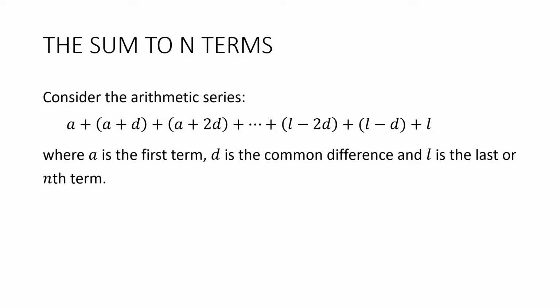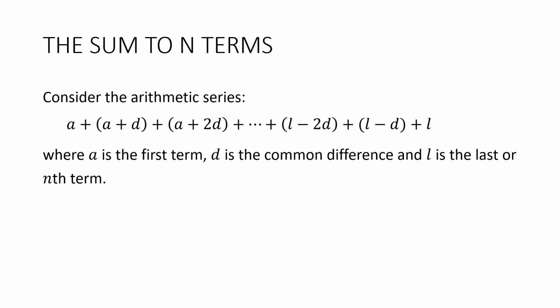Now let's have a look at the sum of n terms in an arithmetic series. So we're going to consider this arithmetic series here. A is the first term. Here's the second term. It is A plus the common difference. Here's the third term, A plus 2 lots of the common difference. Now let's skip to the end. I'm letting L be the last term or the nth term. Now this term here would be the last term take away a common difference. And this one is L take away 2D.